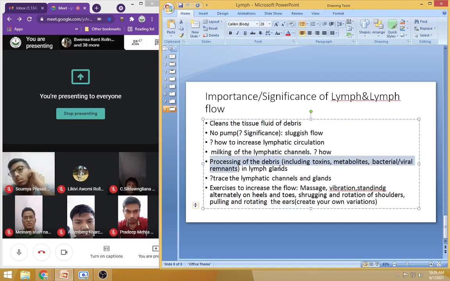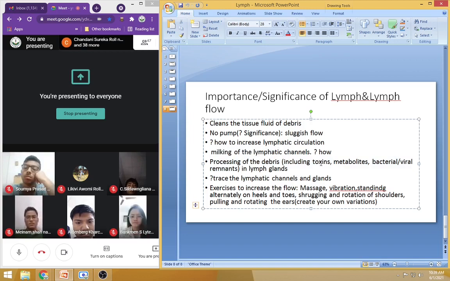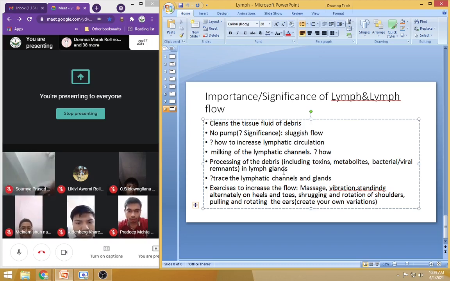What is the function? Processing of the debris, including toxins, metabolites, bacterial and viral remnants in lymph glands. Therefore, it is not very advisable to be on bed when you have some infection.